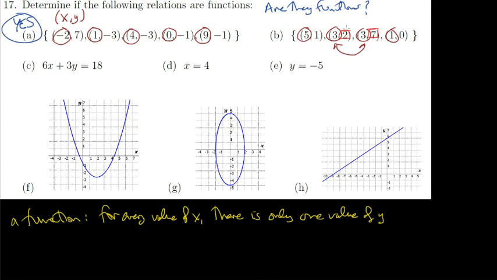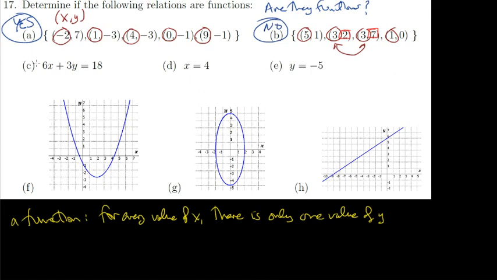Okay, so when x is 3, y is 2, or y is 7. That's two different y's for the same x. That cannot happen for a function. So part B is no, this is not a function.